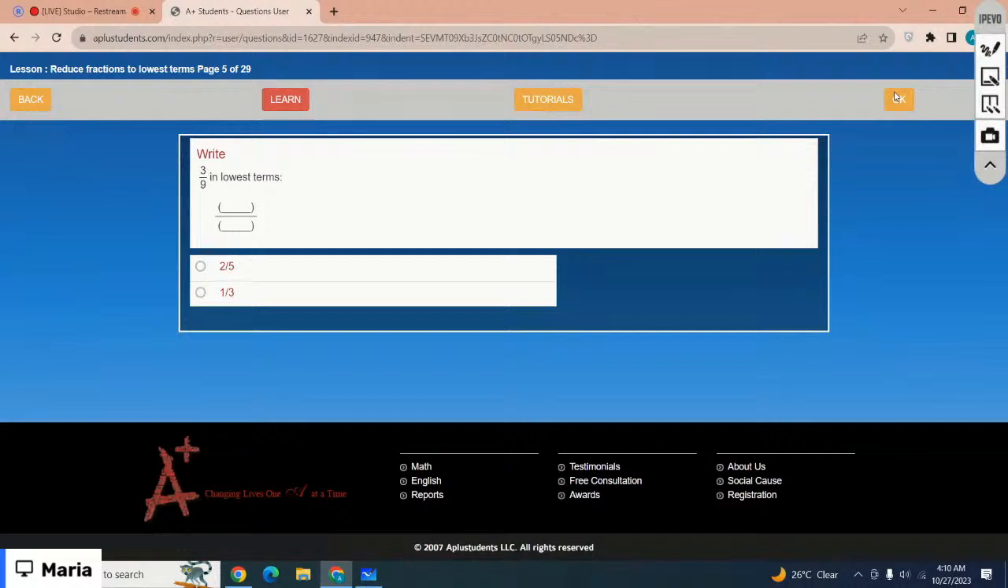Okay, write 3 by 9 in the lowest term. Which is the correct option? So 3 by 9 in lowest term is, yes, that would be 1 over 3. The correct option is 1 over 3.